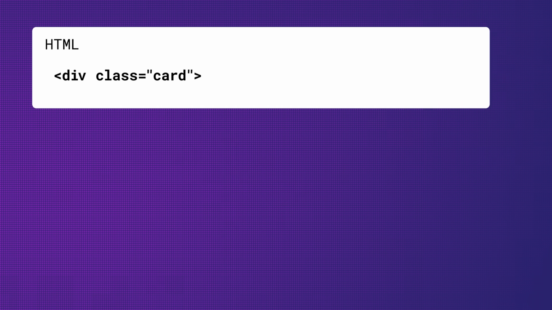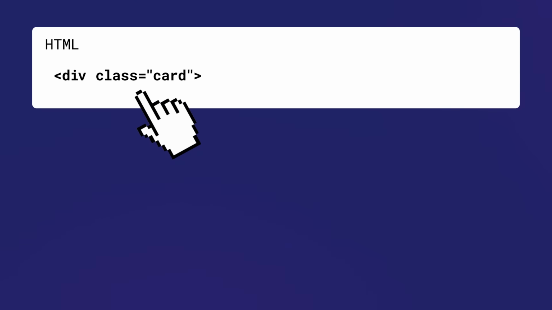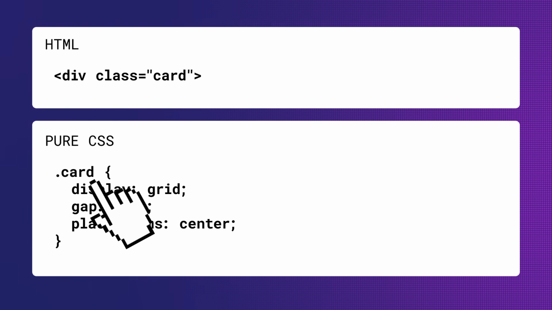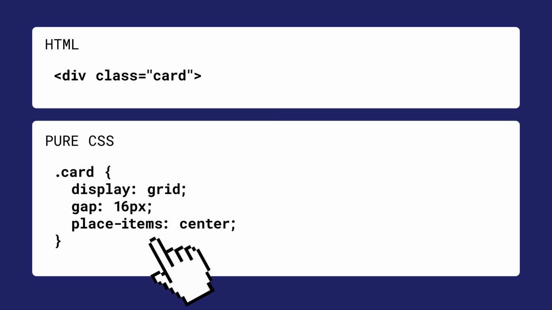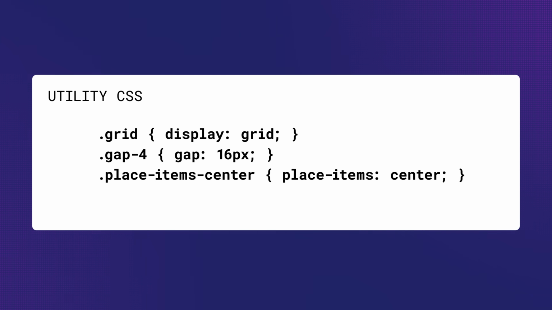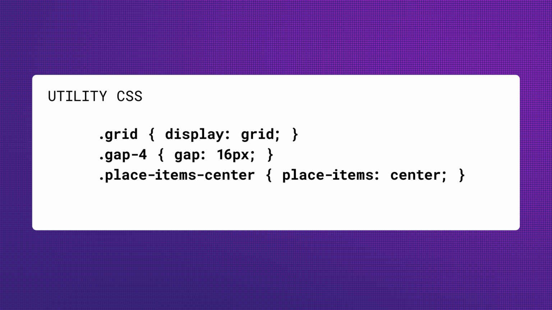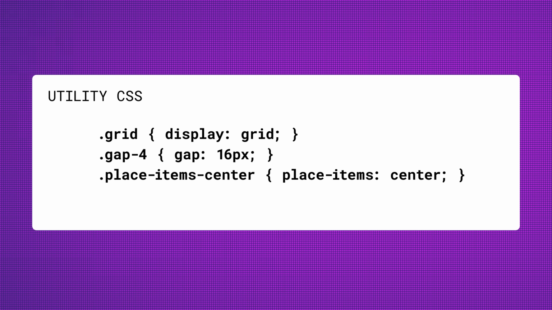Well, in pure CSS, you target the elements that you want to style, usually with a unique class name. And then in your CSS file, you target that class selector, and then add all the CSS style rules for that element. Utility classes, on the other hand, are class names that are tied to just one style rule, which is usually described in the class name itself. These classes are meant to be reused multiple times throughout the website, wherever you need that style.